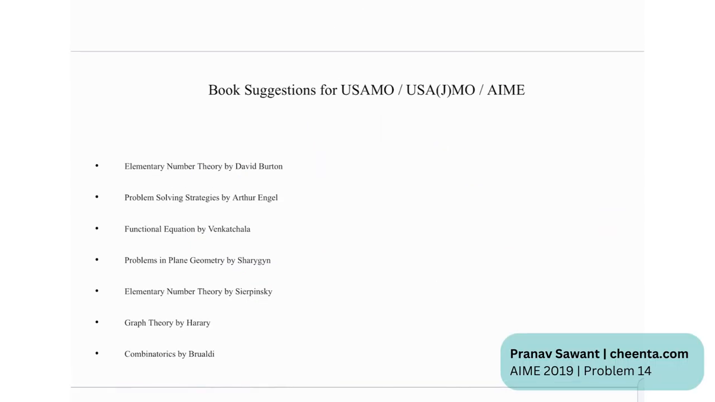Okay, so we have some book suggestions for USAMO, USAJMO, or AIME. Elementary Number Theory by David Burton. Problem-Solving Strategies by Arthur Engel. Functional Equations by Venkatachala. Problems in Plane Geometry by Sharygin. Elementary Number Theory by Sierpinski. Graph Theory by Harary. And of course, Combinatorics by Brualdi.